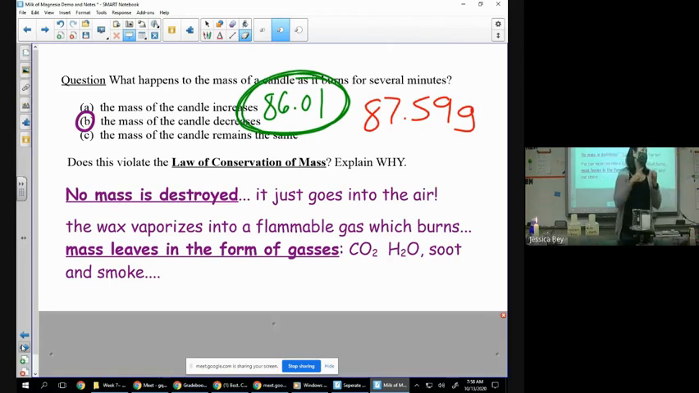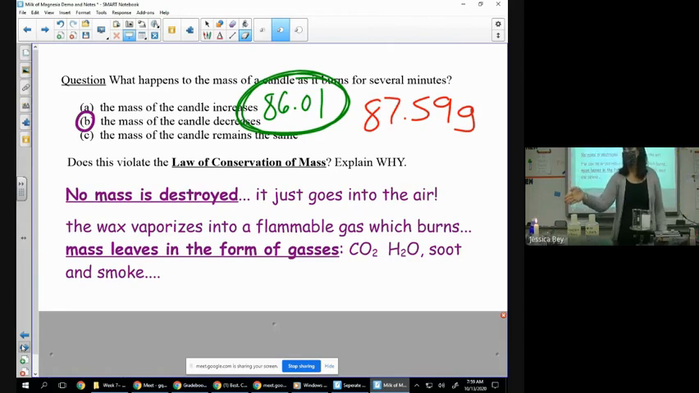What it left was smoke, soot. If you light a candle, you know it's fall, it's perfect, your favorite apple spice candle. Why do you light that? So then when you walk in a room, what happens? You can smell it. Where did that come from? It came from the candle.